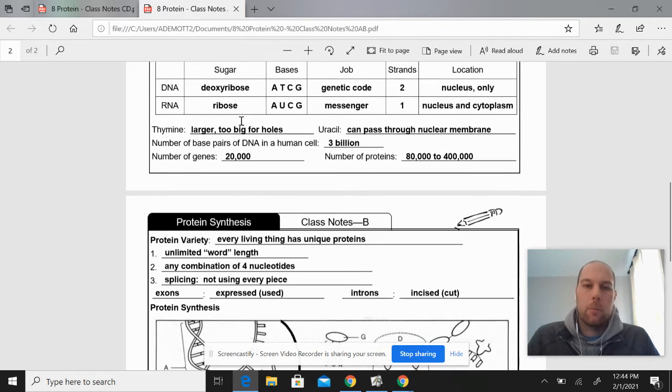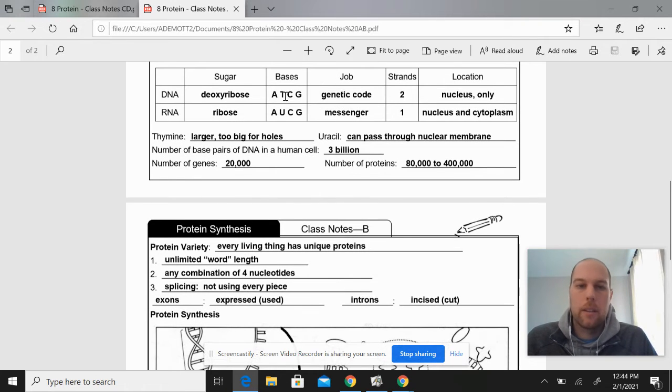It's not exactly known why these bases change, but one of the theories here is that thymine is actually too large to fit through the nuclear pores, whereas uracil, the U, is not, and it can pass through. So that's why the change happens from DNA to RNA. But that's not necessarily proven to a fault here.